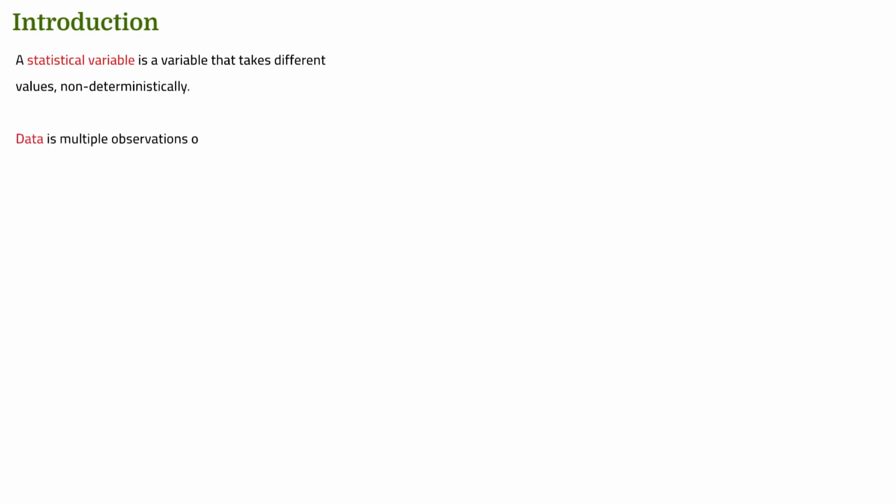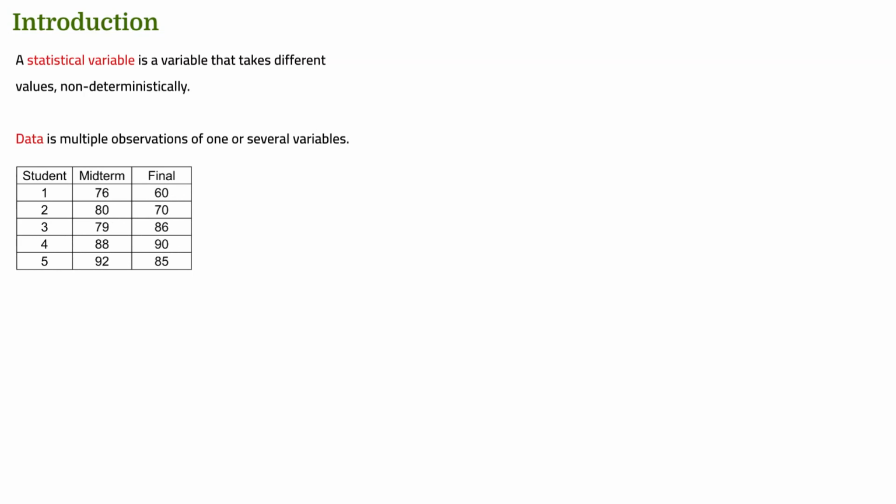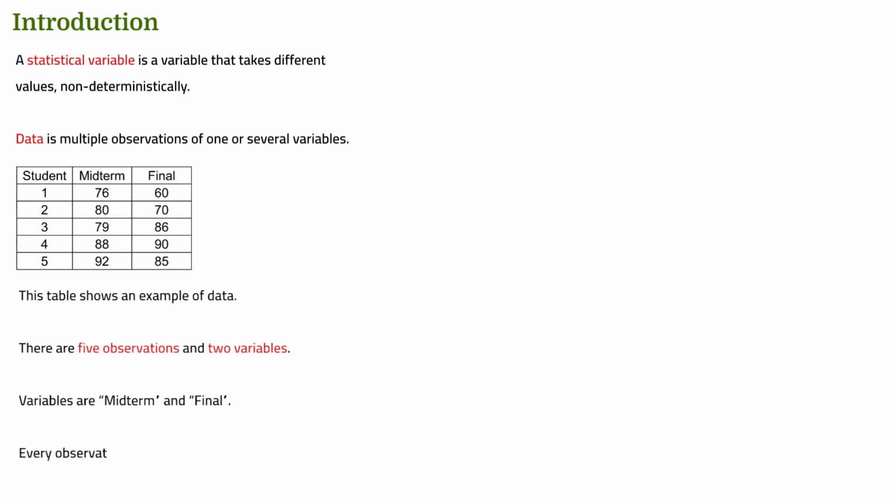First topic, Introduction. A statistical variable is a variable that takes different values non-deterministically. Data is multiple observations of one or several variables. Here's an example of data. This table shows an example of data. There are 5 observations and 2 variables. Variables are midterm and final.